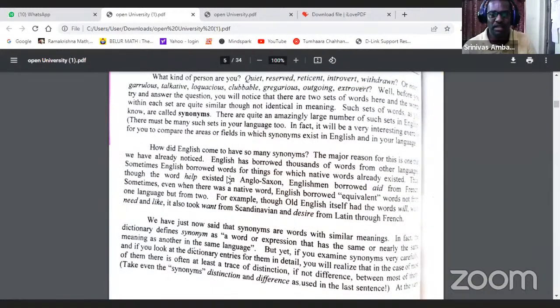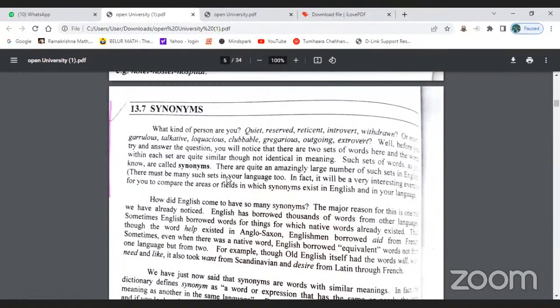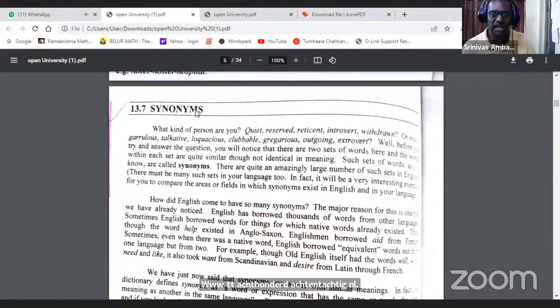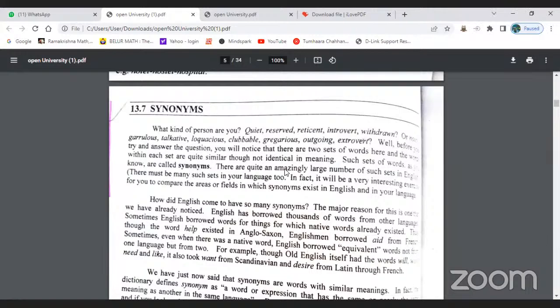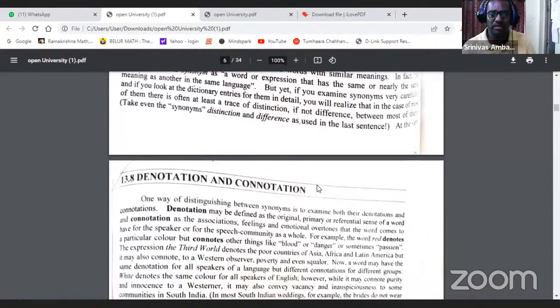Now synonym, I think without reading you can tell me. Words with similar meanings. Synonym means same, so words with the same meaning. Can you give an example on your own? Synonyms, for example, happy, blissful. Right. You can write. But if you read this, you will get a lot of examples.